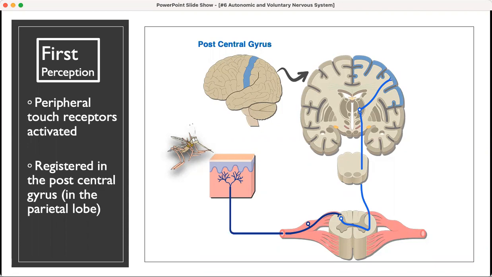First of all, you feel through sensory nerve endings, for instance, in your skin, and the peripheral touch receptors get activated, and they take it up to the cerebral cortex in an area of the brain called the post-central gyrus. The central gyrus separates the frontal and parietal lobes of the brain, and the post-central gyrus is that strip of brain where you feel the sensations.